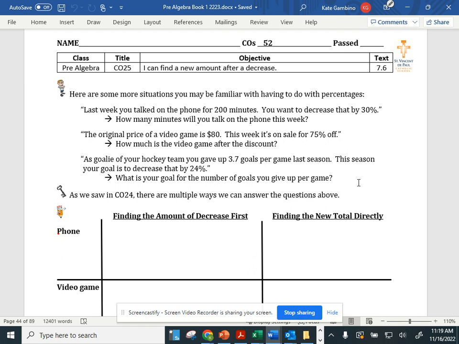Today we are continuing with working with those percentages. Our previous objective, CO24, was doing that new amount after an increase. Today for CO25, we're doing the new amount after a decrease. It's going to be very similar.